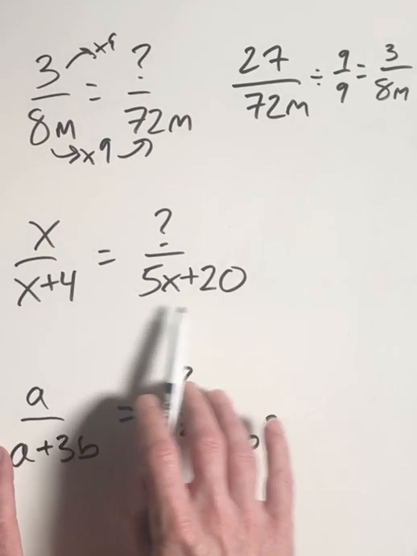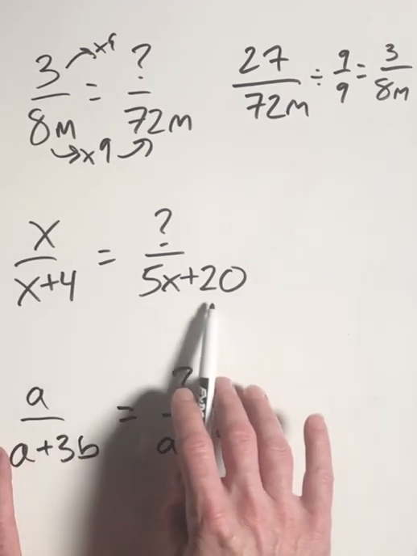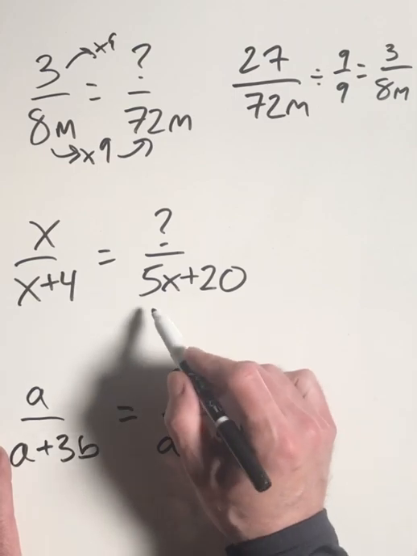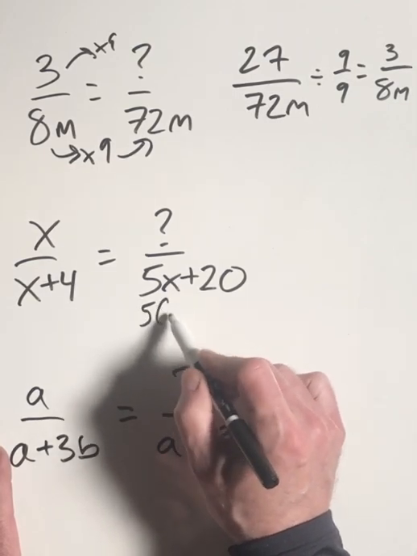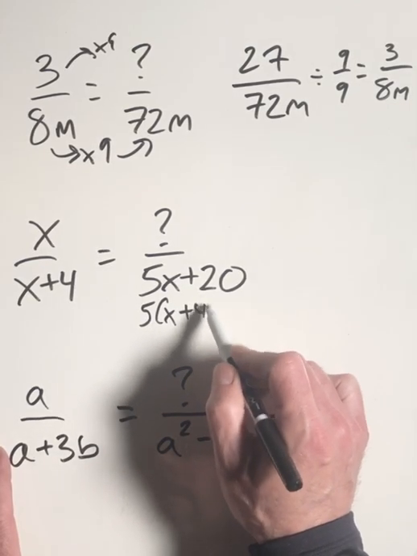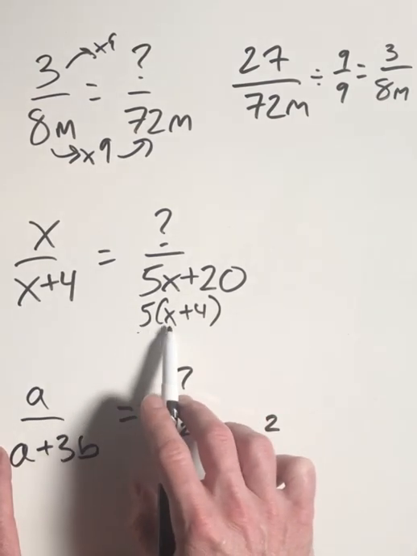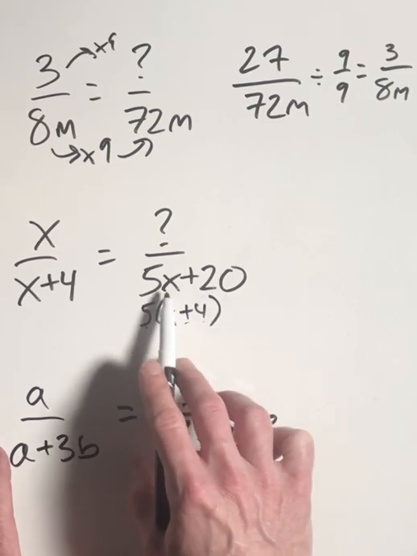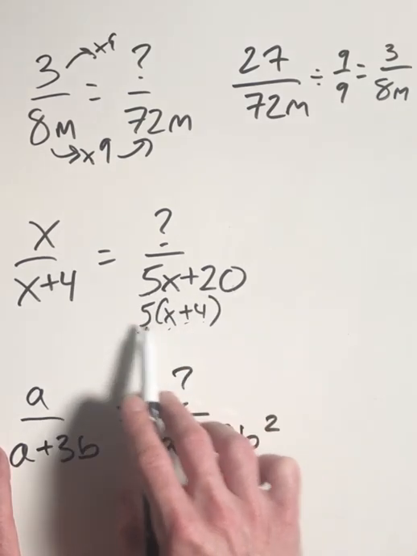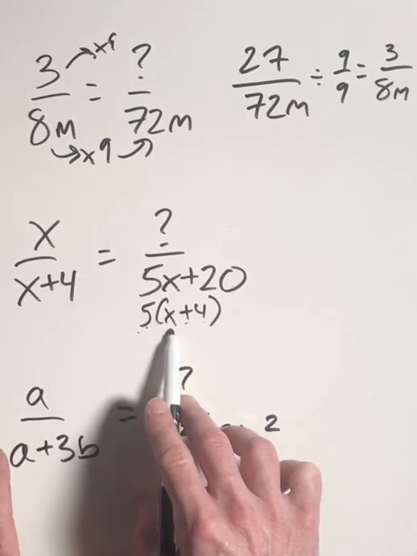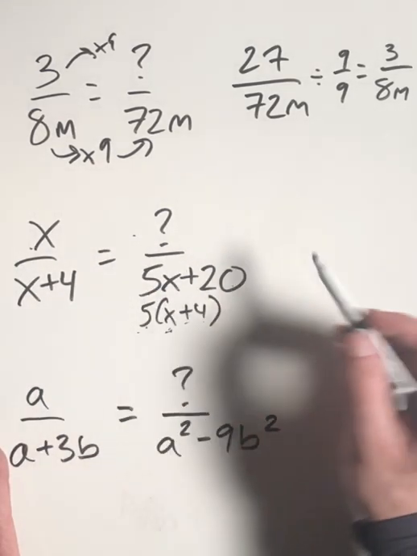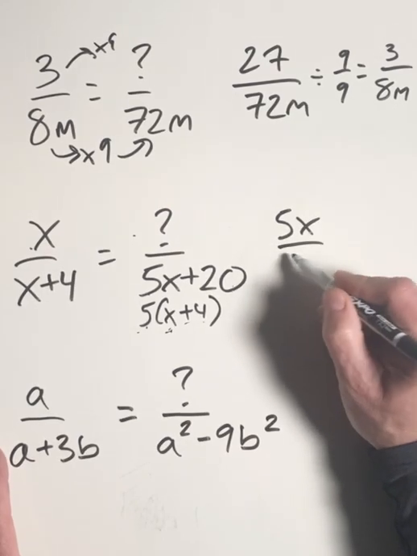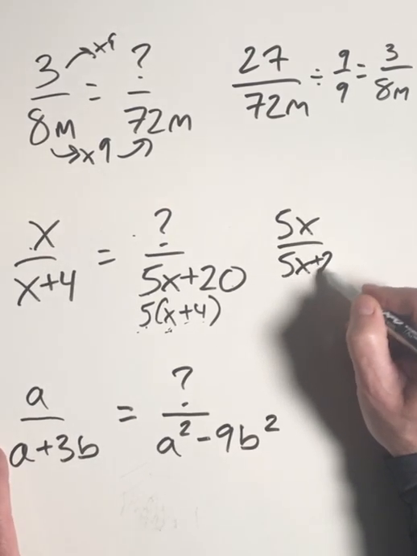So here, how did we get from x plus 4 to 5x plus 20? Well, we multiplied this by 5. Because if we were to factor 5 out of here, this would really be 5 times x plus 4. 5 times x is 5x. 5 times positive 4 is positive 20. So to get this expression, we really took this expression and multiplied by 5. So then we would have to multiply the numerator by 5 as well. So that would really get us 5x over 5x plus 20.